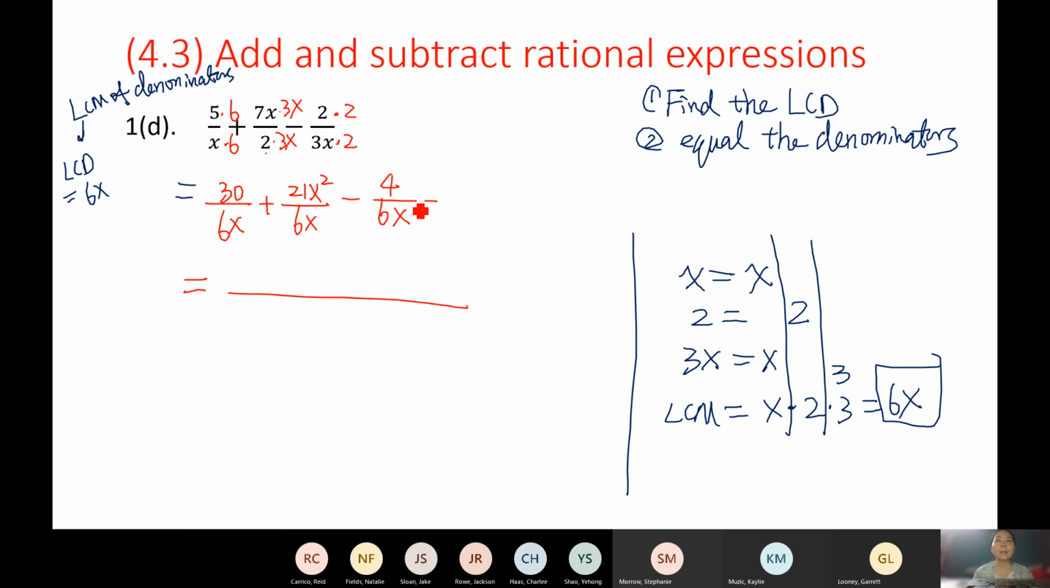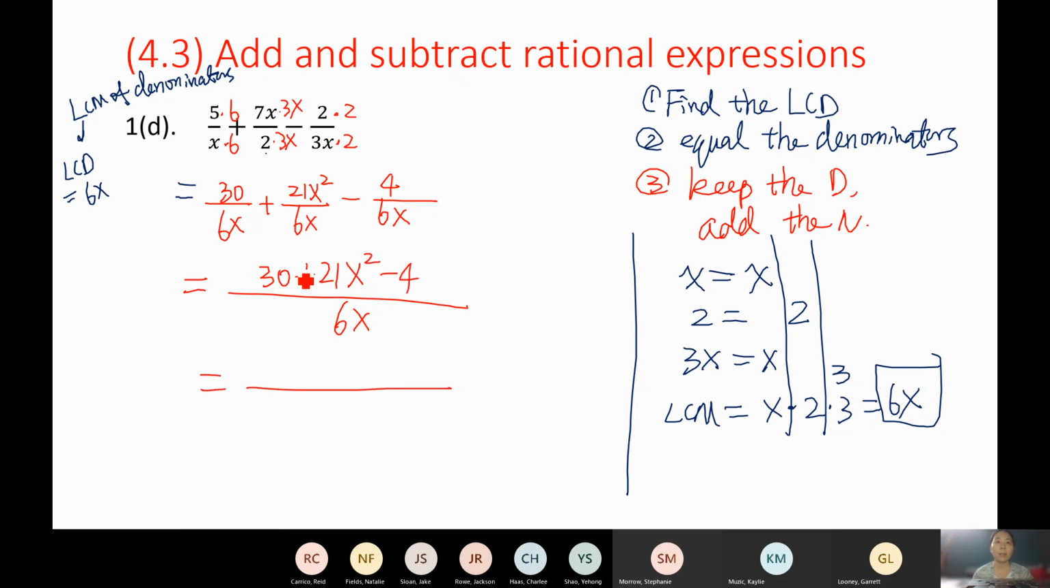And then the last step is to keep the denominator and add the numerators. So the denominator is 6x. We keep it. Add the numerators. So it's 30 plus 21. And this step can be omitted if you can do that in your mind. And 30 minus 4 is 26 plus 21x squared. So that would be the final answer. Okay, questions?